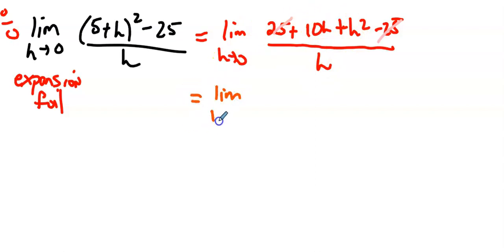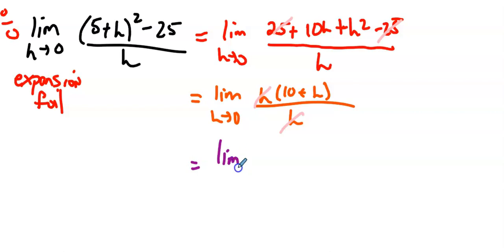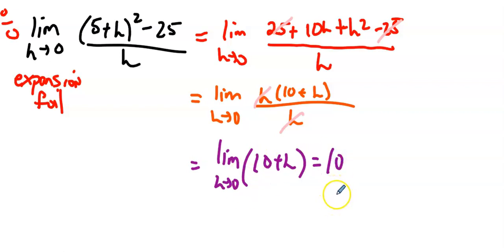So I'm going to look at this problem and say, okay, well, the bottom's going to say h. Well, I can pull out an h here, right? I'm left with 10 plus h. And now I can cancel out yet again. And I'm left with my problem: the limit as h approaches 0 of 10 plus h. And then if I do direct substitution in here, I get the answer is actually 10.